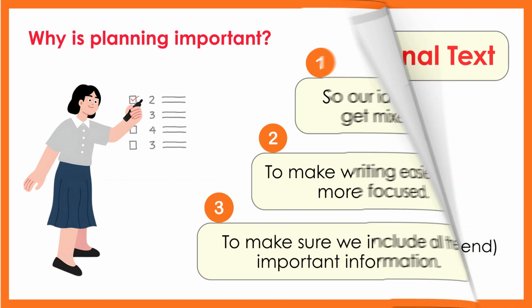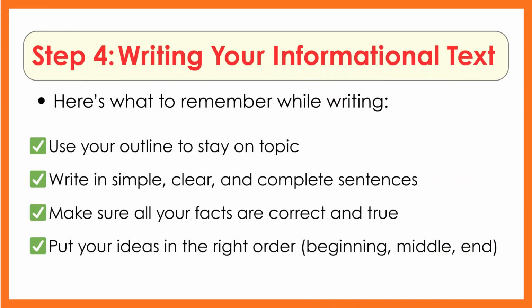Step 4. Writing your informational text. Here's what to remember while writing. Use your outline to stay on topic. Write in simple, clear, and complete sentences. Make sure all your facts are correct and true. Put your ideas in the right order from beginning, middle, end.